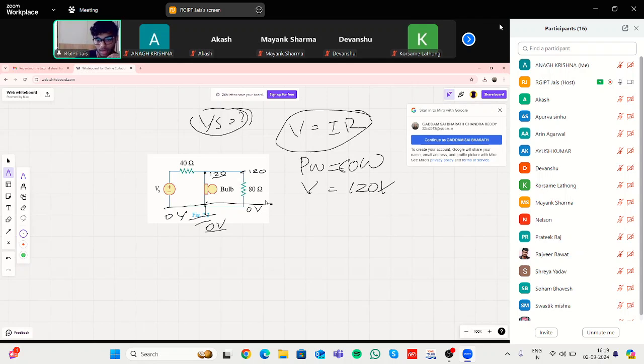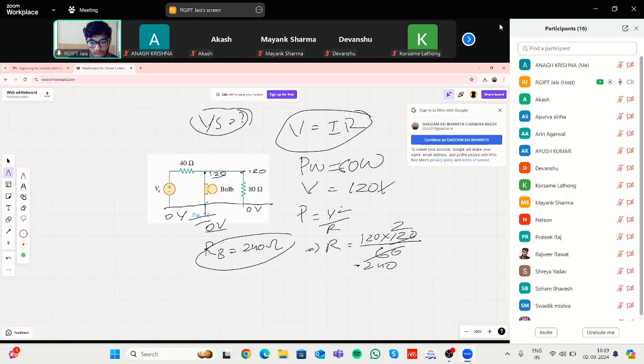Okay. Now, from the power theorem, we will try to find the resistance the bulb is offering. So we have power is equal to V square upon R. So from this, R is equal to V square, that is 120 into 120, divided by the power. We have taken resistance to the left hand side and power to the right hand side. The power is already given, 60. So it's 240. So now we have got the resistance of the bulb as 240 ohm.